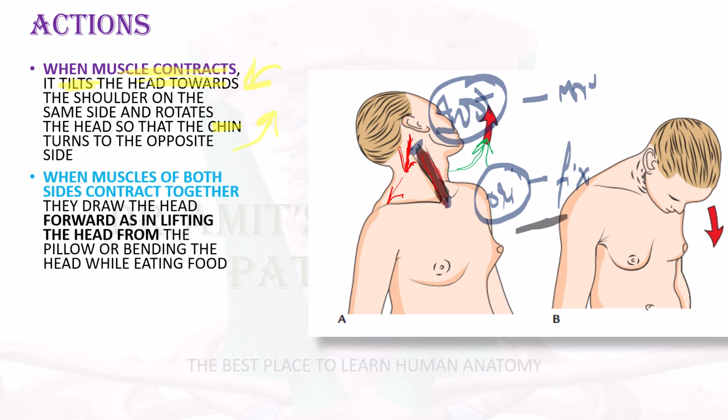Then second, if both muscles contract, as in the second diagram, the origin is fixed and the insertion is movable, so since both muscles contract, the insertion moves like this. So the head will flex. This is known as flexion of the head. When does this happen, children? When lifting forward from the pillow. When we get up from the pillow, this movement also happens.